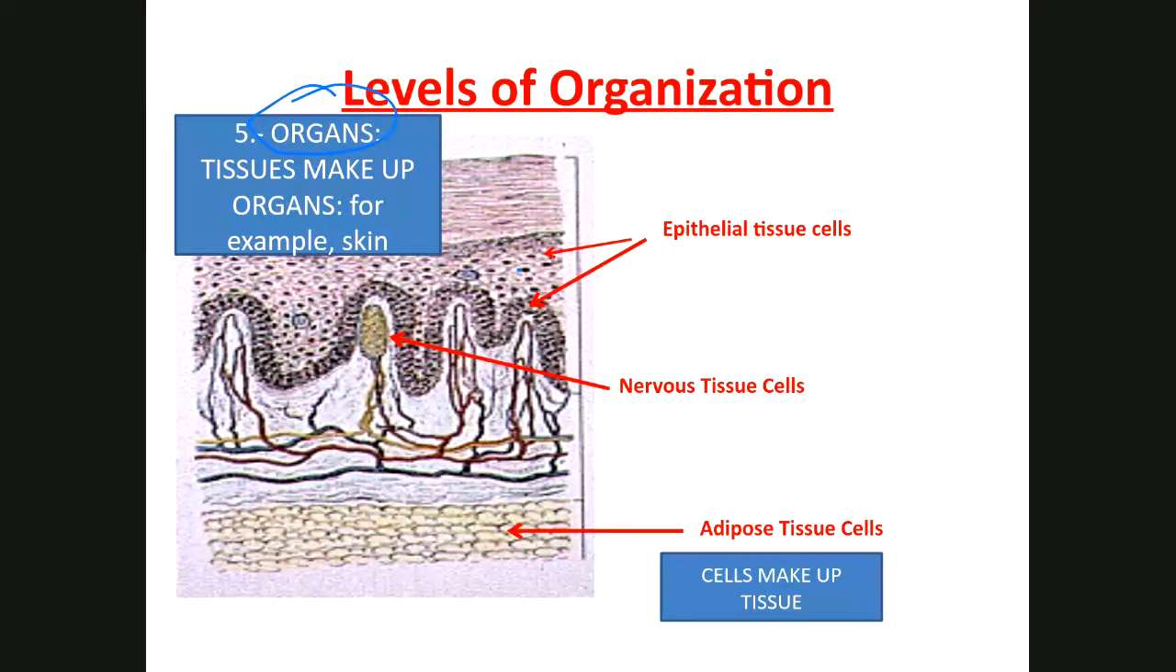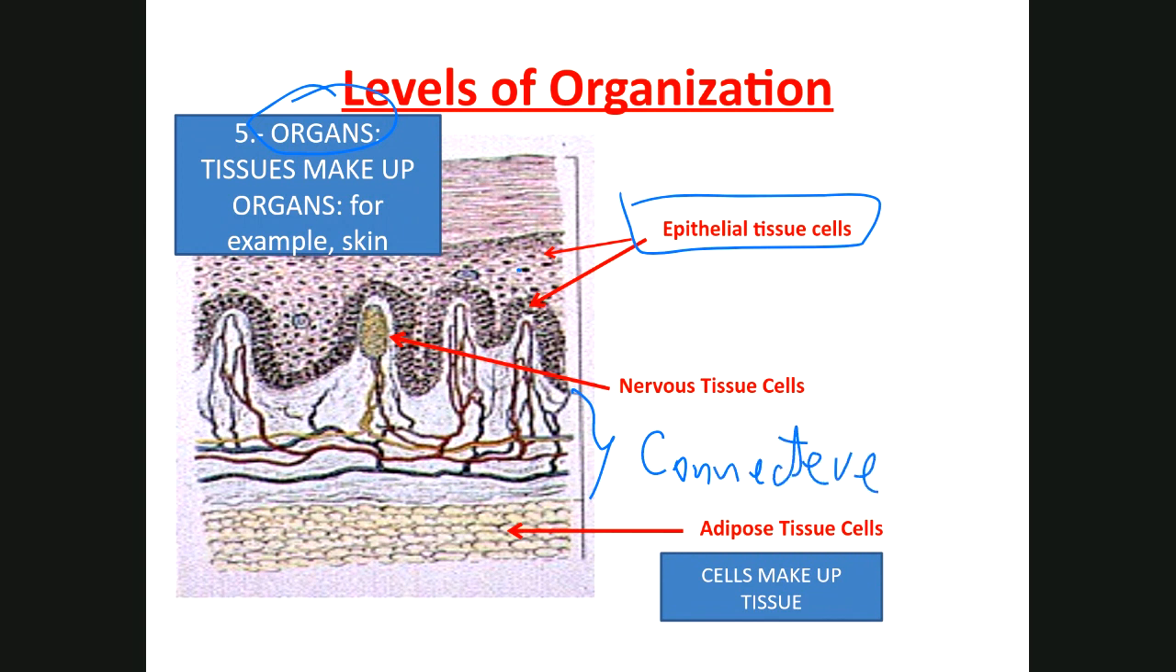Below the epithelial tissue, there is a layer of connective tissue. Below the layer of connective tissue, there is adipose tissue, which is actually connective tissue. This is a form of connective tissue.